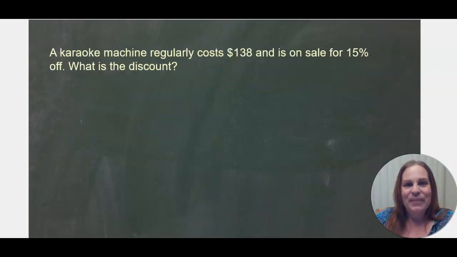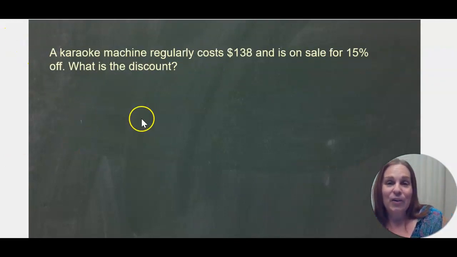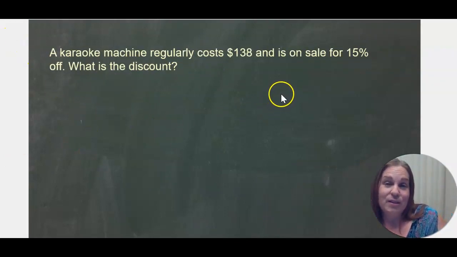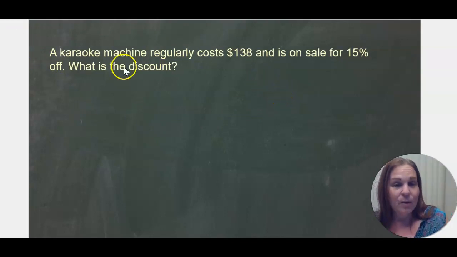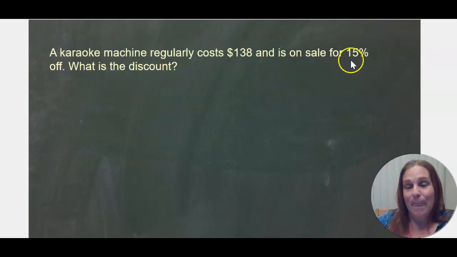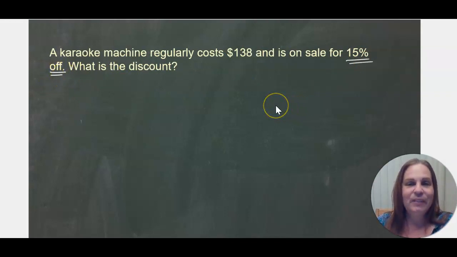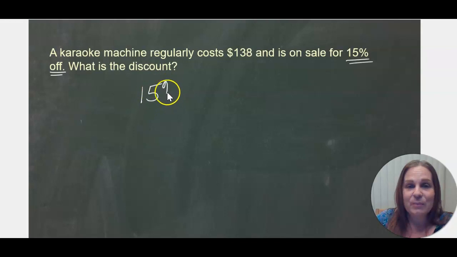All right. A karaoke machine regularly costs $138 and it's on sale for 15% off. What's the discount? So 15% off. All right, that's not too bad. It's a pretty good sale. So to take 15% off, we first need to know how much is 15% of the price, right? So we want to find 15% of 138.